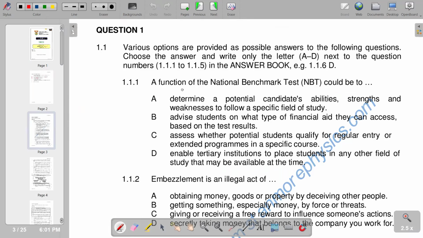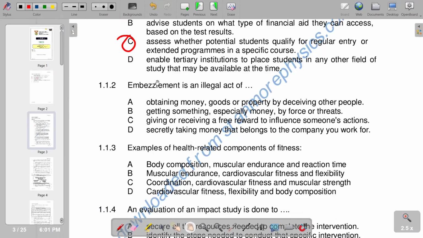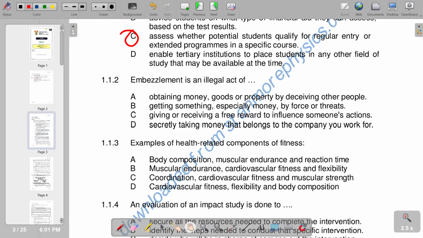First question is a function of the national benchmark test, and that is the NBT, could be 2. So according to the various responses given, the correct response that we have is C, is to assess whether potential students qualify for regular entry or extended programs in a specific course. So we have C. So going to the second part, embezzlement is an illegal act of, according to responses given, the correct response is D, whereby it is secretly taking money that belongs to the company you work for. So this is D is the most appropriate response that we have.